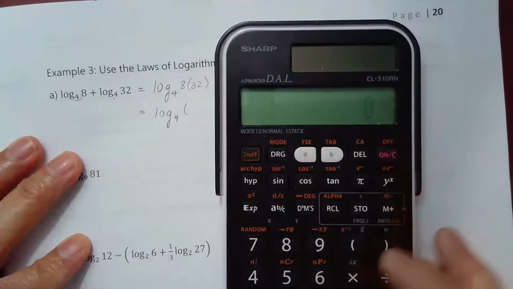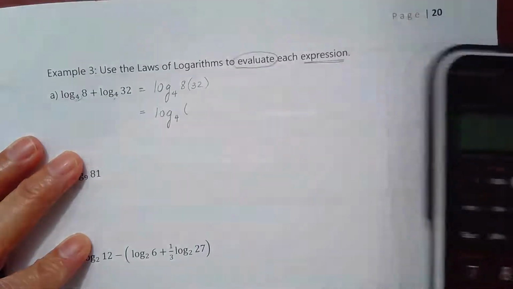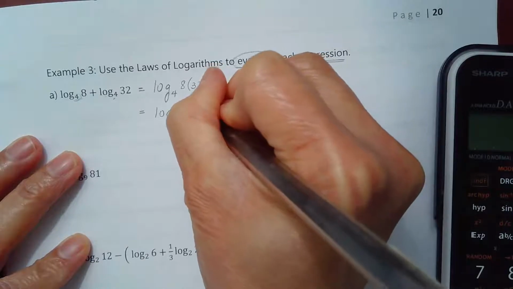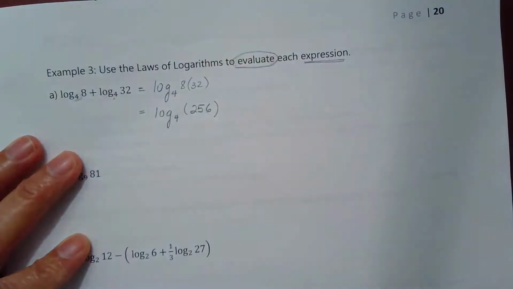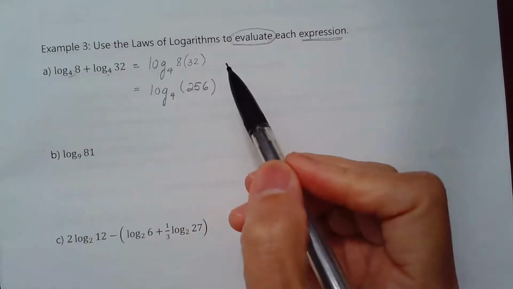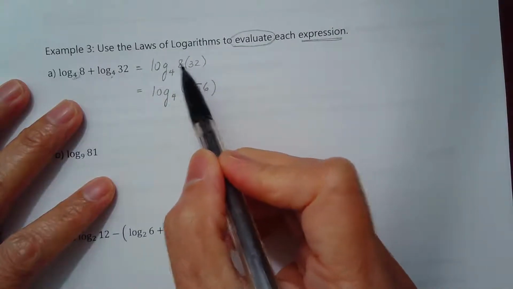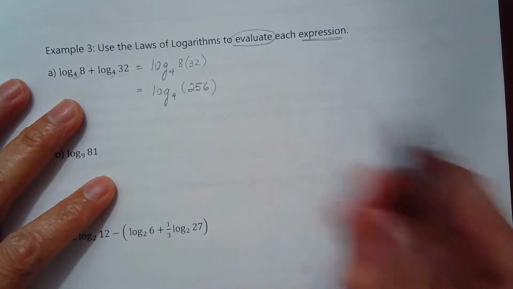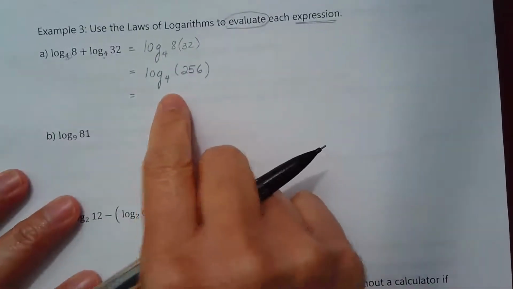Oh, I don't know. Let's figure that out. 8 times 32. I mean, I could do that mentally, but I'm just going to use a calculator. So I mean, I could have done that mentally. 2 times 30 is 240, plus 8 times 2 is 16, so it's 256. So that was not super bad. Now I'm going to go here.